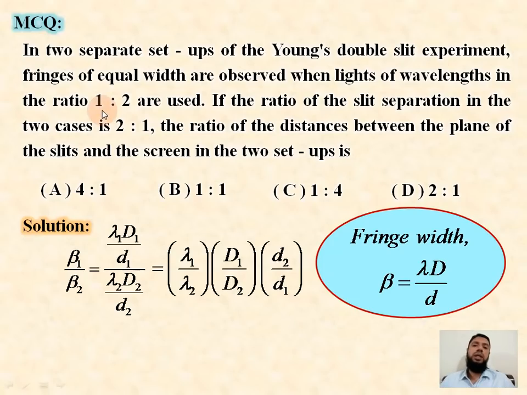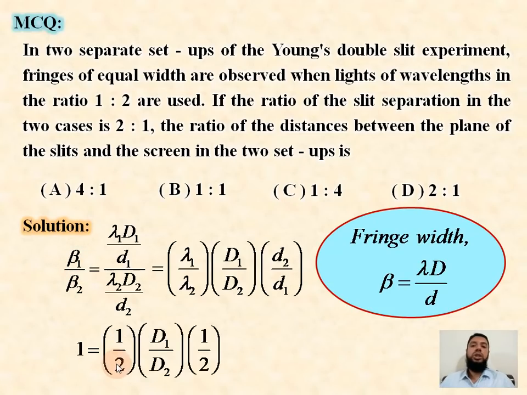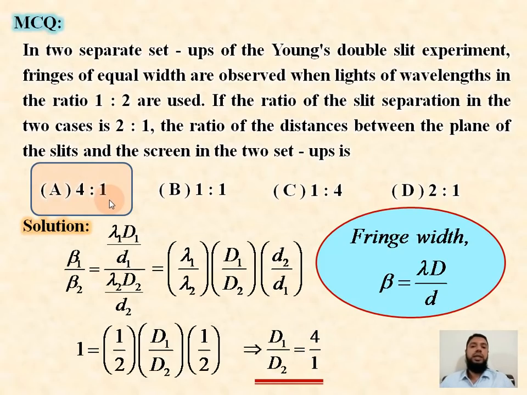Let us substitute the given ratios in this problem. Lambda 1 by lambda 2 is 1:2. Then small d1 by d2 is 2:1, but we need d2 by d1 here, so this will become 1/2. Since the two fringe widths are equal, beta 1 by beta 2 is 1. Substituting the values, 1 is equal to 1/2 into D1 by D2 into 1/2, which is 1/4. Cross multiplying, D1 by D2 equals 4, or 4/1. Hence the ratio between the slit and screen distances is 4:1, and option A, 4:1, is the correct answer.